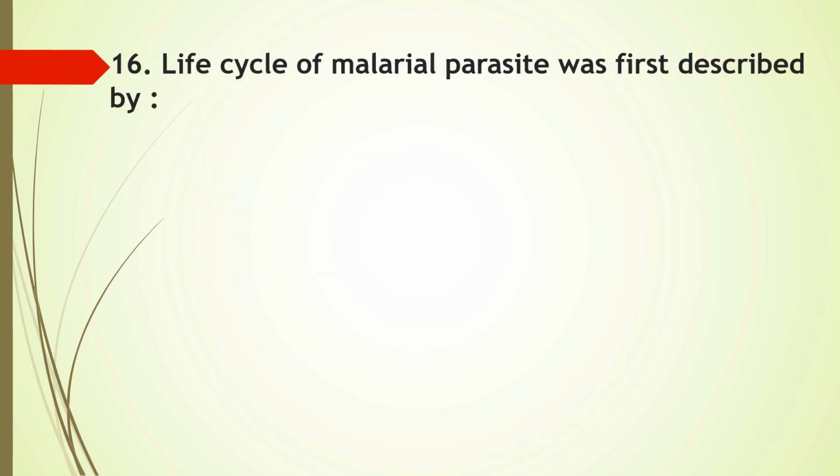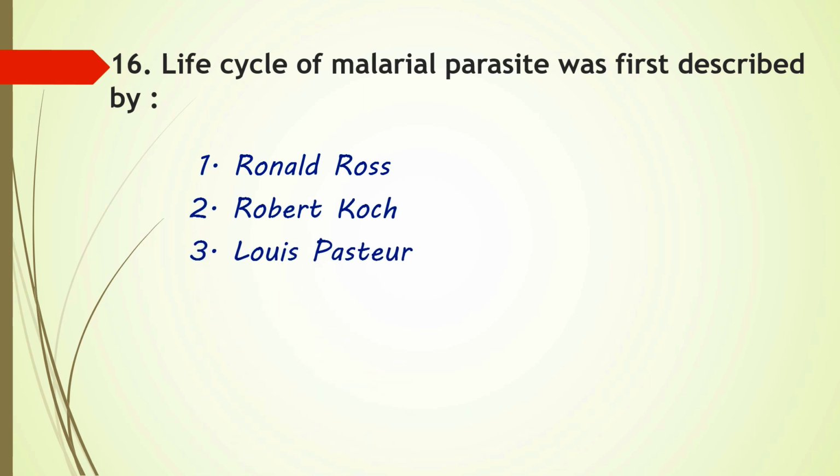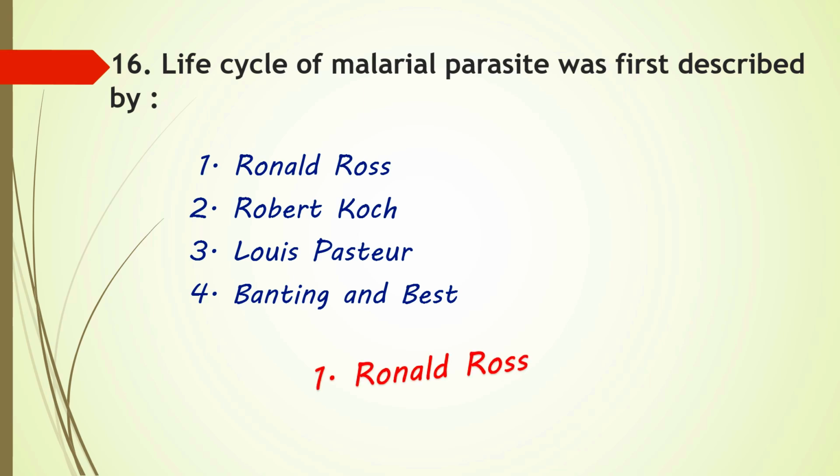Question number 16. The life cycle of malarial parasite was first described by: Ronald Ross, Robert Koch, Louis Pasteur, or option 4 Banting and Best. The life cycle of malarial parasite was first described by Ronald Ross. So option 1 is the correct answer.